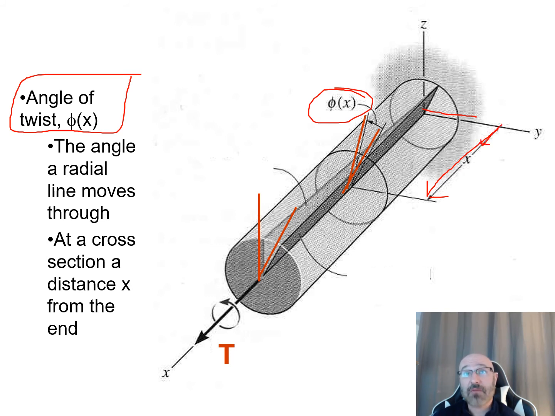So how does that deformation change as we move further away from the end of our rod in this particular case? Now this is the angle a radial line is going to move through, and we're discussing our angle of twist. And this is at a cross section A, some distance x from our end right here. So we can see, this is our cross section, some distance x from the end over here.